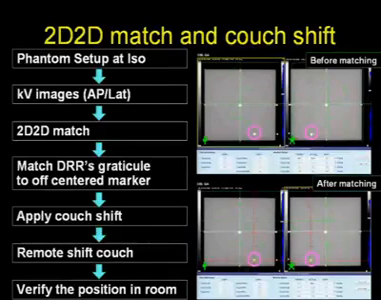So here's an example from SUAU where they have their own phantom set up at isocenter, and kV images are acquired in the AP and lateral directions. A 2D match with reference images is performed, and the position of the markers is compared with that of the graticule, indicating the center of the image coordinates. The couch shift is applied in order to bring the marker into the intended alignment using the remote shift, and again is verified using the 2D modality.